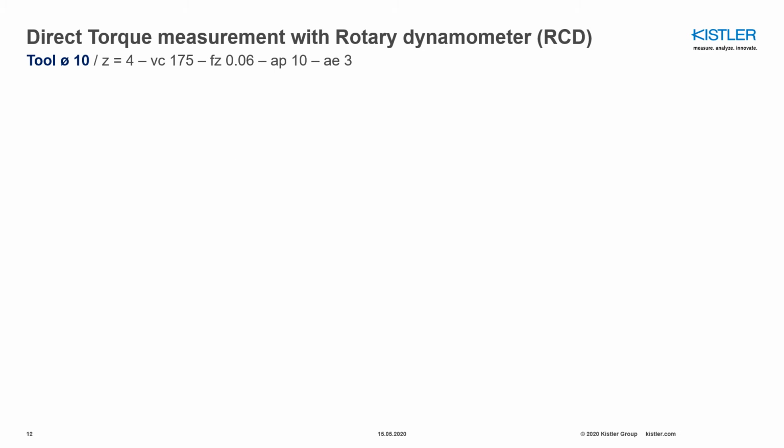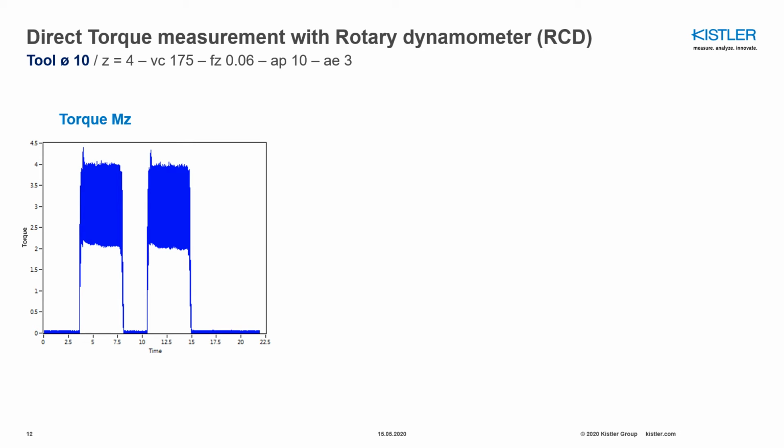Let's have a look at this slide where you can see that the torque can be directly measured with the help of the rotary dynamometer, as we said before. This is the case where you have a milling tool with a diameter of 10 millimeters, you can see here, with 4 cutting inserts located on it, and you can see the cutting conditions. So you have the torque signal, as you can see, as a function of time.